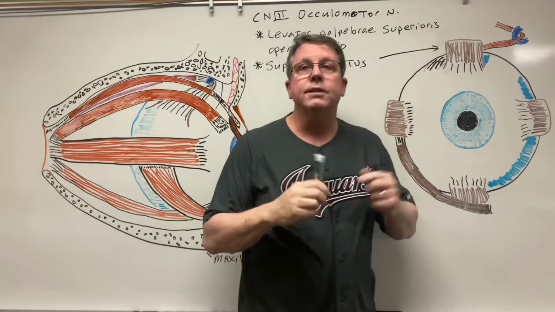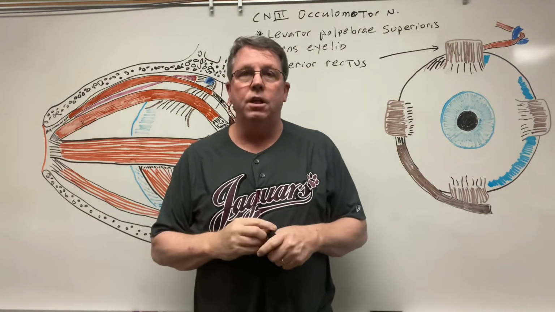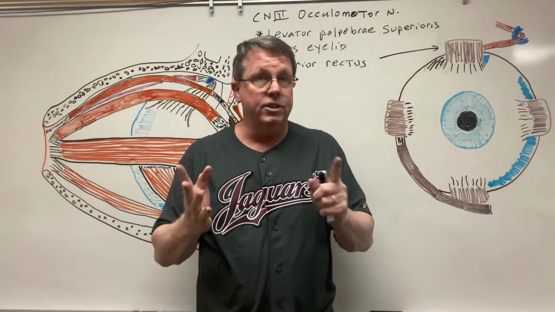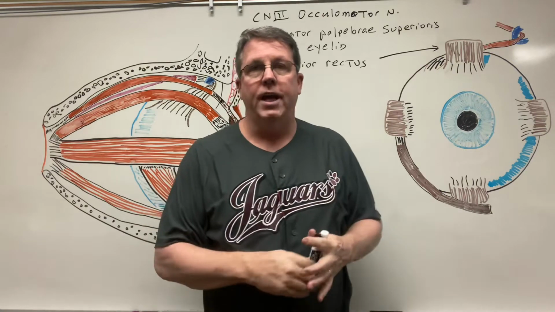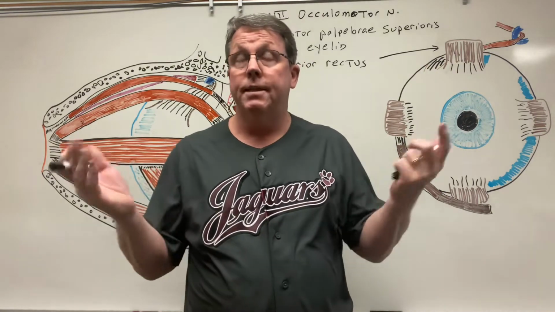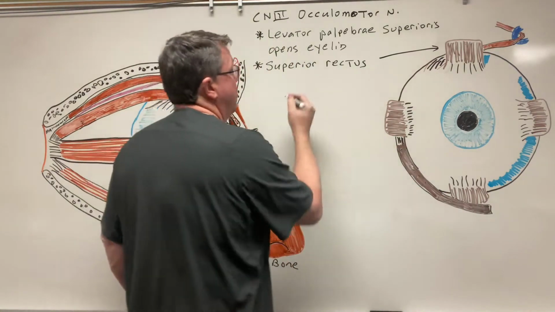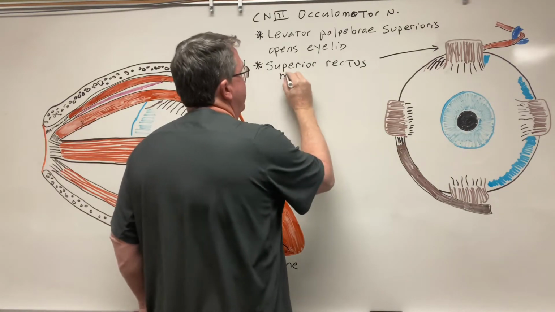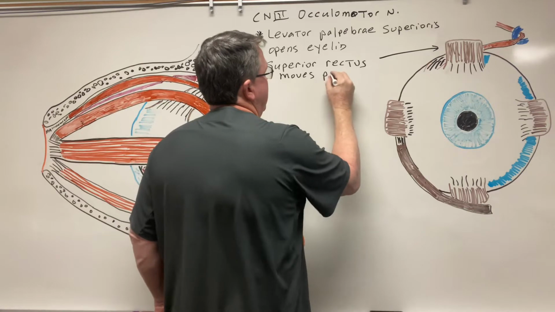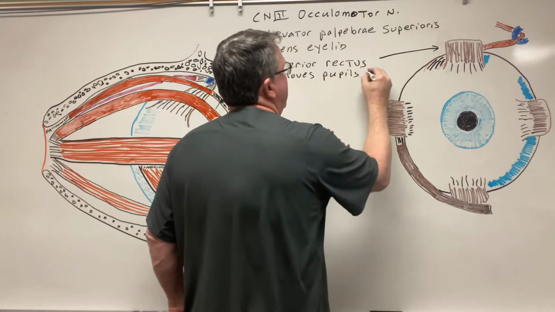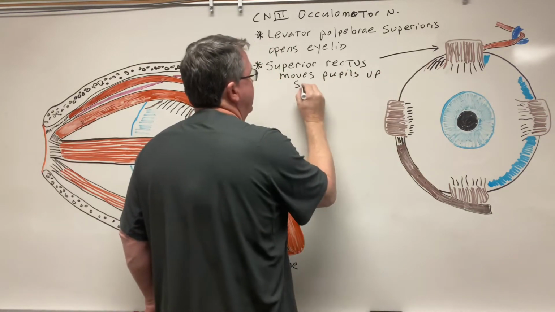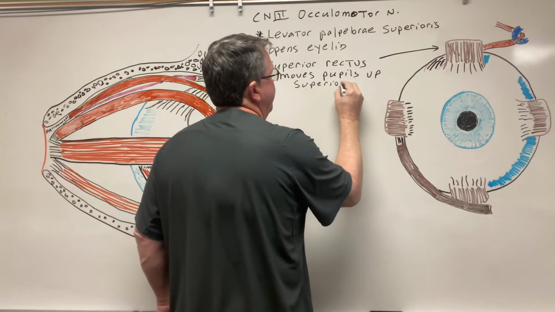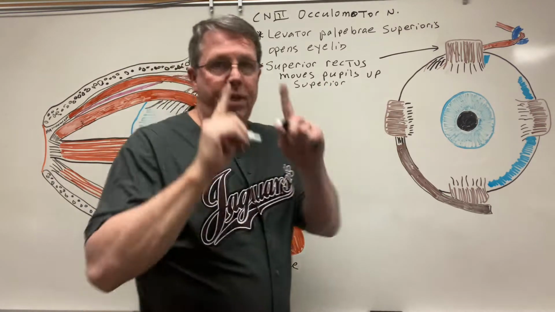The superior rectus attaches to the superior portion of the sclera. Its function is very simple. All it does is help your eyes look straight up. So if you look up like this, that's going to be the superior rectus. So it's responsible for moving the pupils up. Okay, or better yet, we could say superior, right? It's going to move my pupil superior.